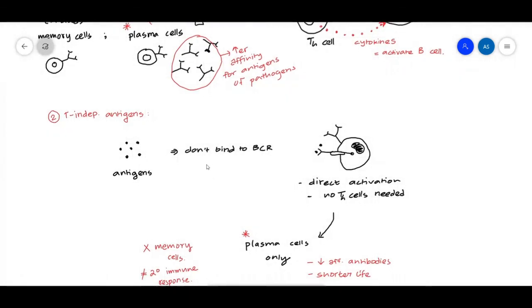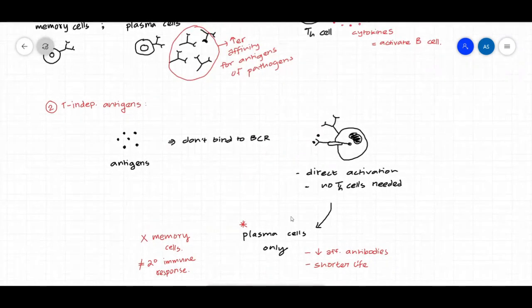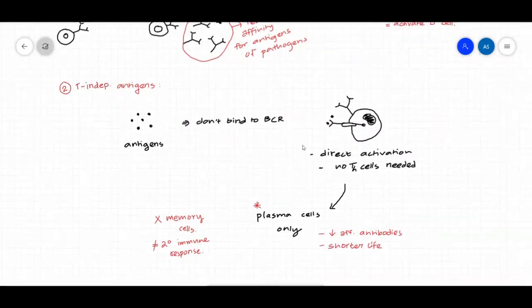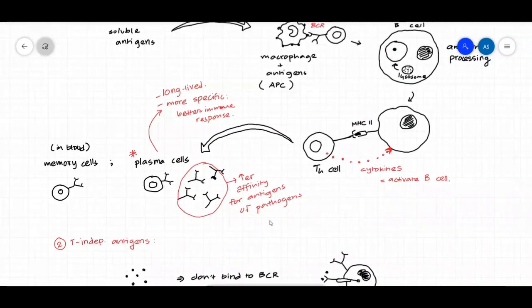And then the other way is through T-independent antigens, where we don't have T cells involved in the process. It's a direct activation. So antigens are going to come and directly bind to the B cell, and there are not going to be any T helper cells, and it's going to produce plasma cells, which are low affinity antibodies with a shorter lifespan. And this is not going to have any memory, so it won't be able to produce a secondary immune response. And that's all for B cell activation.